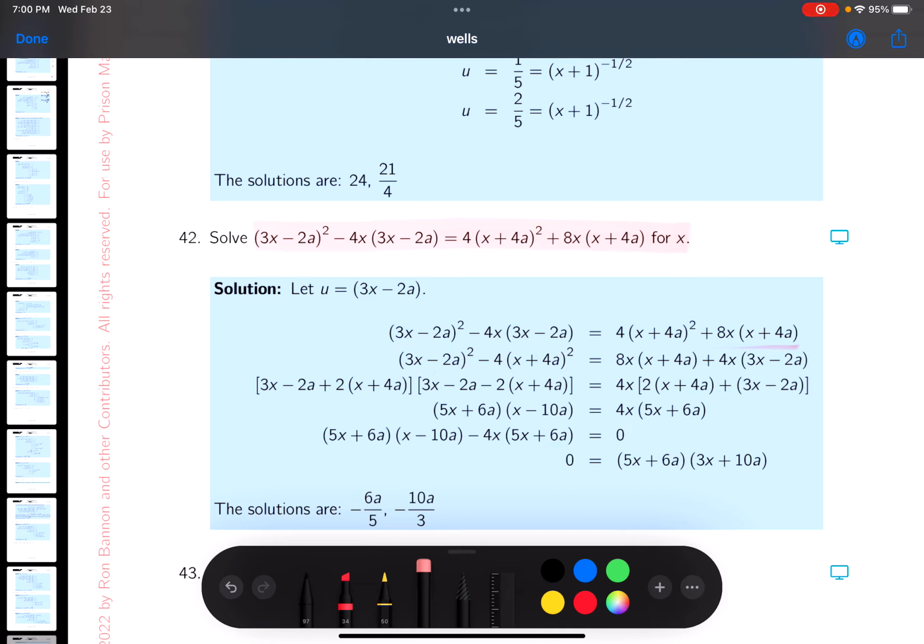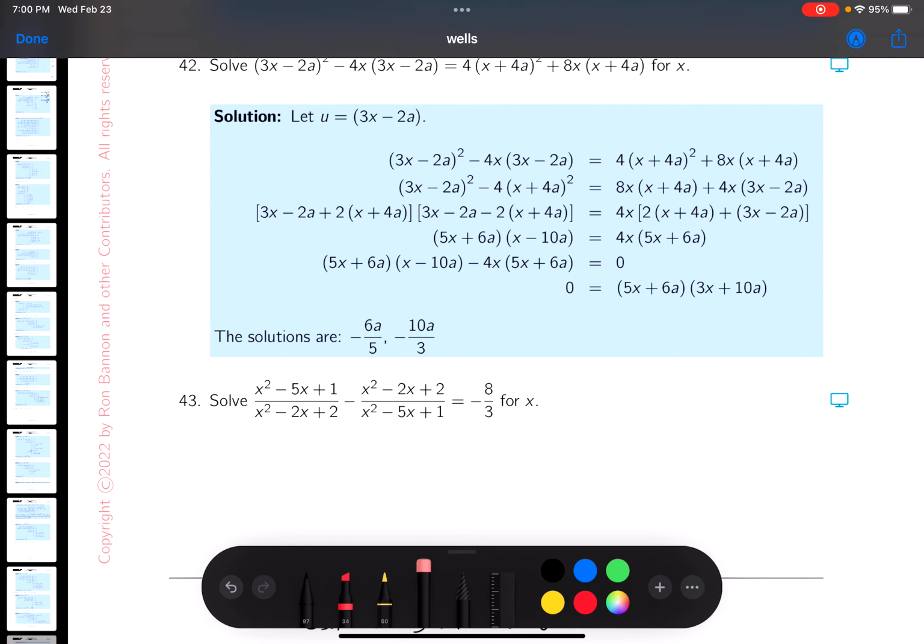And by the way, it could be a dead end. And a lot of times, you know what? It is a dead end. There's no pattern there, all right? But I'm looking for a pattern. So I think I see a pattern on the left side, and that's the difference of perfect squares. So it'd be (3x minus 2a plus 2 times x plus 4a)(3x minus 2a minus 2 times x plus 4a). I wrote that down.